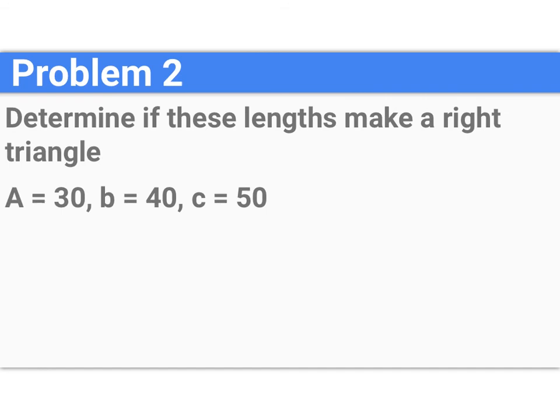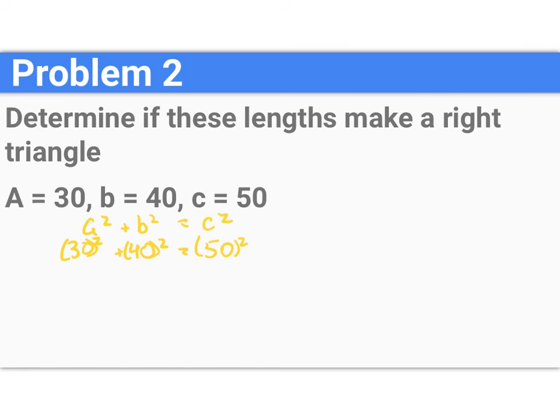Determine if these lengths make a right triangle. So, just like before, you get 30 squared plus 40 squared should equal 50 squared. Now put everything in parentheses. Well, when you're dealing with lengths, you won't really deal with negatives because you cannot have a negative length.